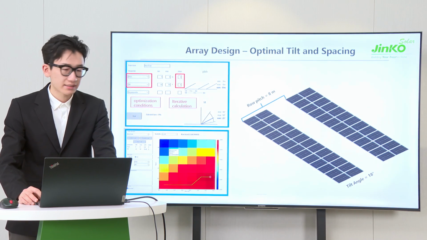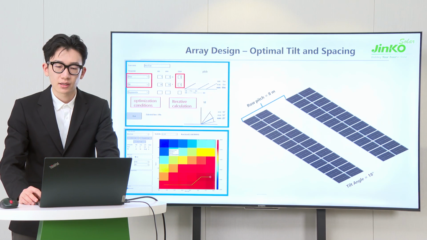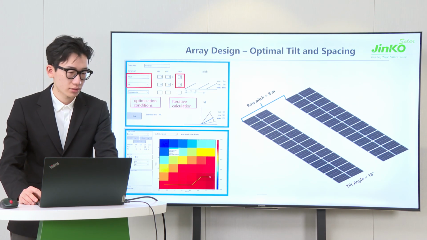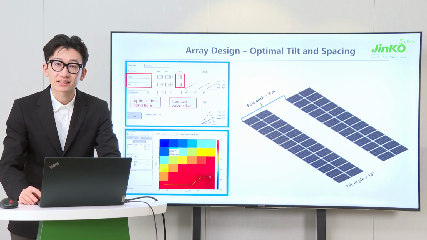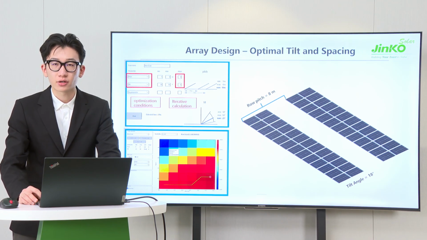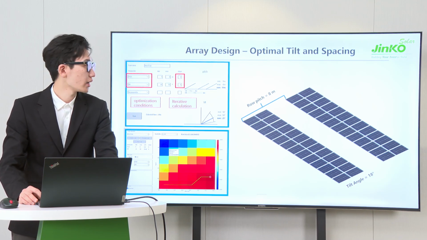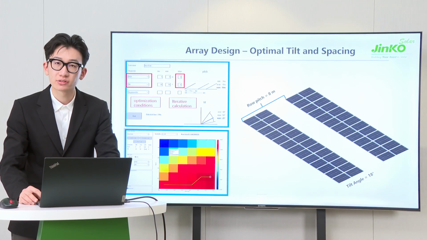To balance the tilt angle and spacing, PVsyst can perform advanced simulation combining the two conditions. For the string of 26 modules connected in series, as mentioned before, through iterative calculation, when the tilt angle is 18 degrees and the row pitch is 8 meters, the output power generation reaches the maximum.